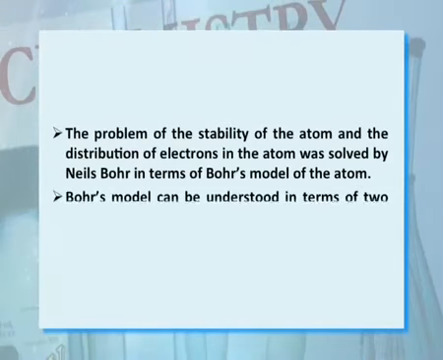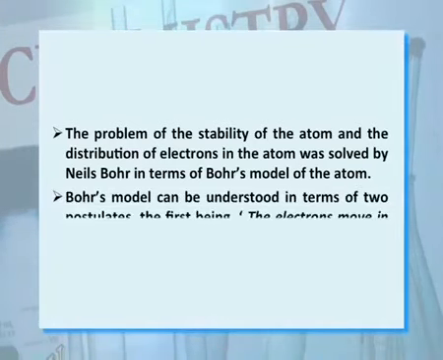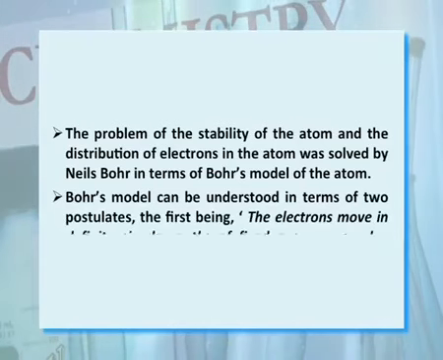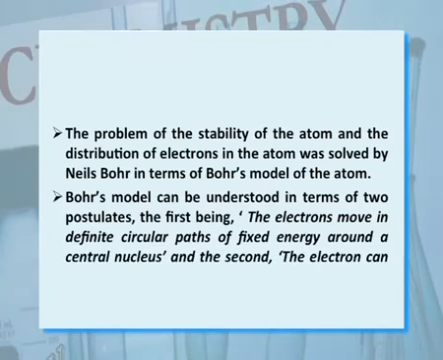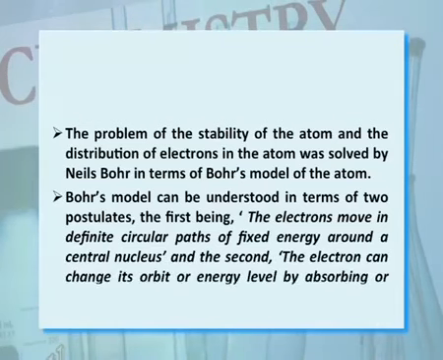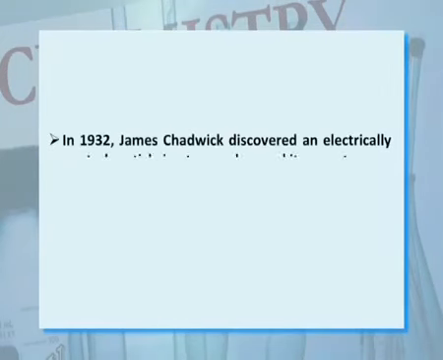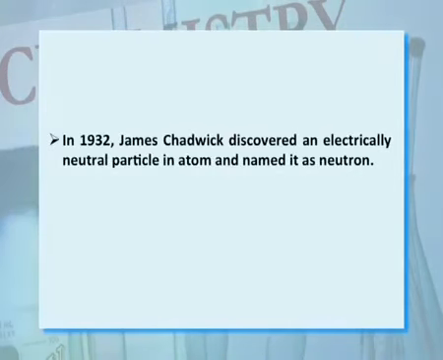Bohr's model can be understood in terms of two postulates. The first is that electrons move in definite circular paths of fixed energy around a central nucleus, and the second is that electrons can change their orbit or energy level by absorbing or releasing energy. In 1932, James Chadwick discovered the electrically neutral particle in the atom and named it the neutron.